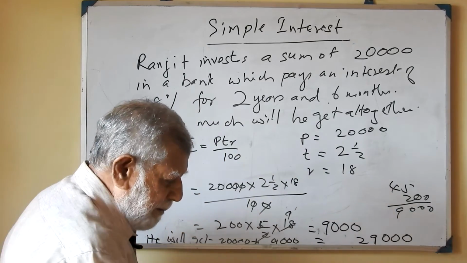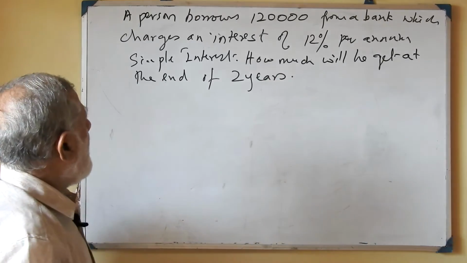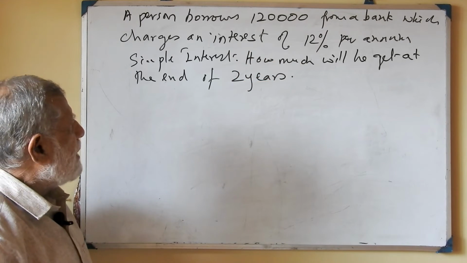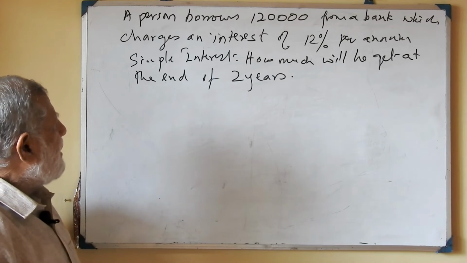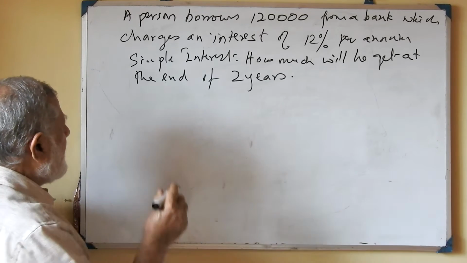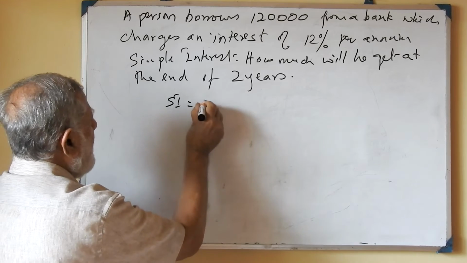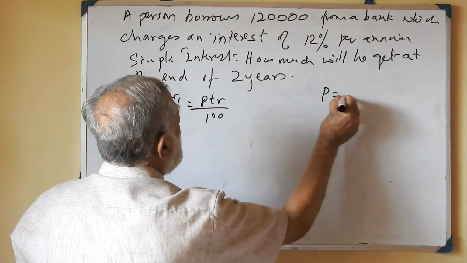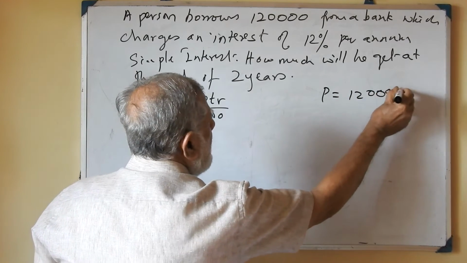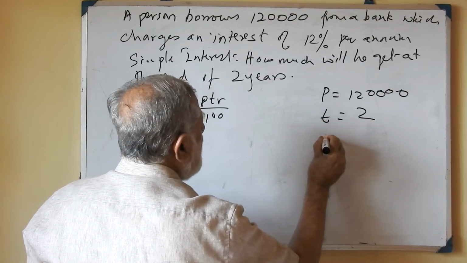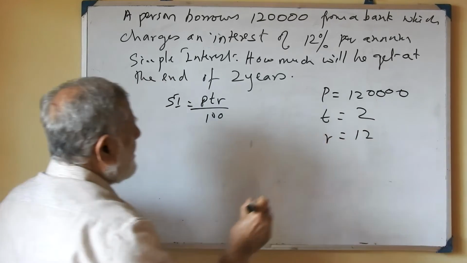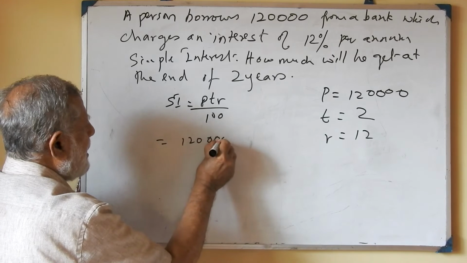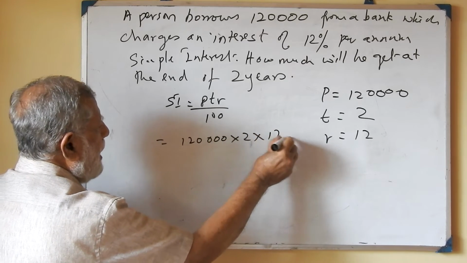We'll take one more last example. Look at this. A person borrows 120,000 rupees from a bank, which charges an interest of 12% per annum, simple interest. How much will he get at the end of 2 years? So here straight away we apply the formula SI equals PTR over 100. So P is equal to 120,000 rupees, T is equal to 2 years, rate is equal to 12. So simply we apply the formula, that is equal to 120,000 into 2 into 12 upon 100.